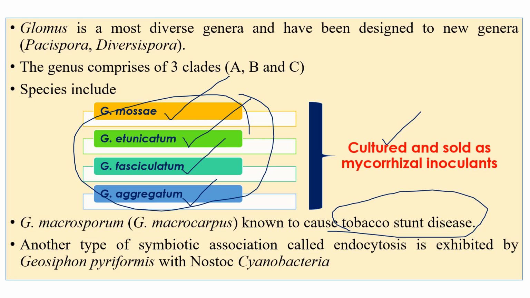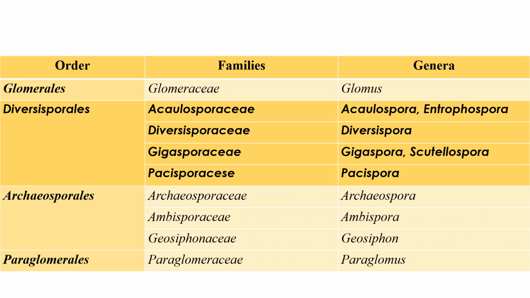For example, the symbiotic association generally called endocytosis, the fungus called Geosiphon pyriformis, which we have already discussed, even though it is considered Glomeromycota, has special features. It is associated with another group, Nostoc, a kind of cyanobacteria, blue green algae. So these are some common features of Glomus. We have already finished Glomerales, or Glomus. Now the next one is Diversisporales.